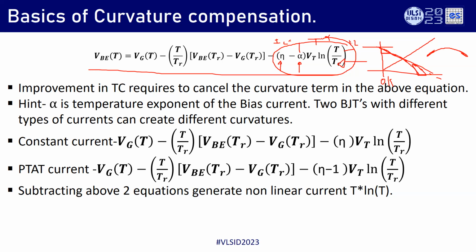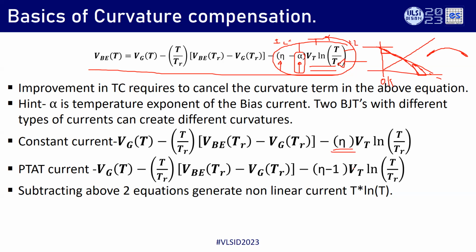This term? So the idea here is, let's explore this parameter alpha and see, can we do something to extract this nonlinear term? So what if you use a constant current in the BJT? That means alpha equal to 0, right? Because T power 0. So it will be like this.